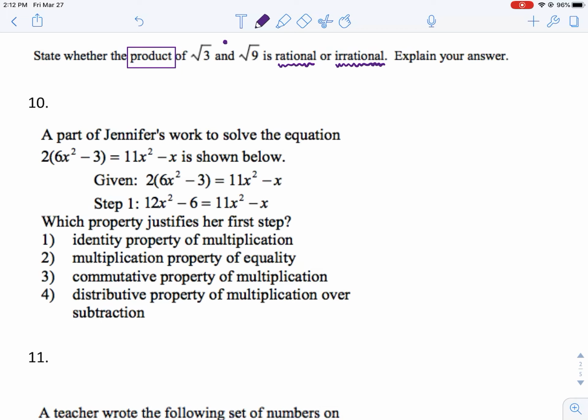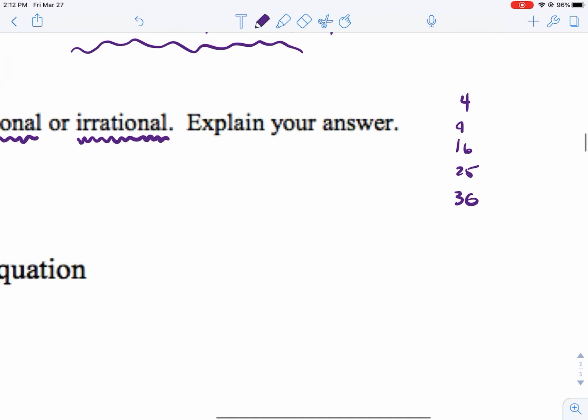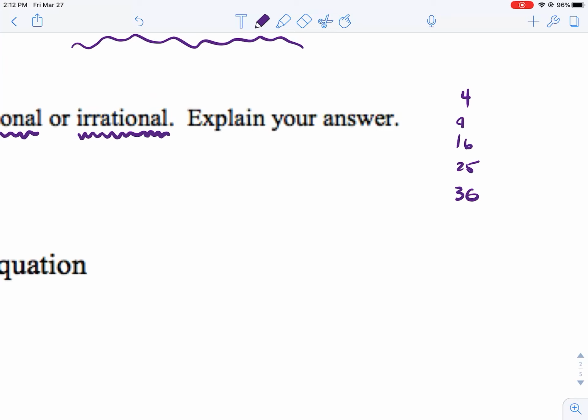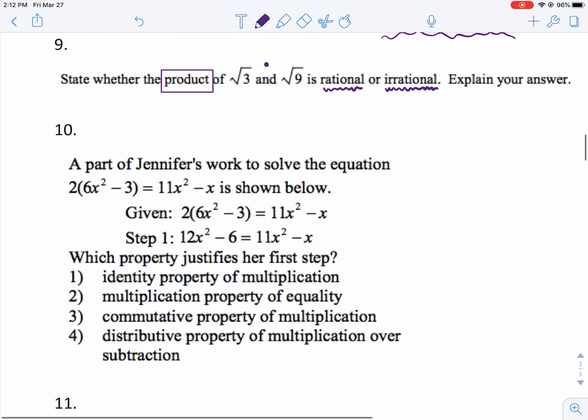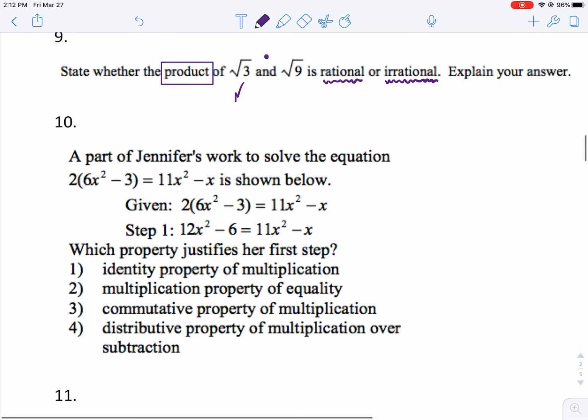Now, let's take a look at these numbers here. So let's take a look at square root of 3 first. Now, square root of 3 is not one of our perfect squares. Okay, 36, 49, 64, so on and so forth. So what that means is when you take the square root of 3, you're going to get an irrational number.